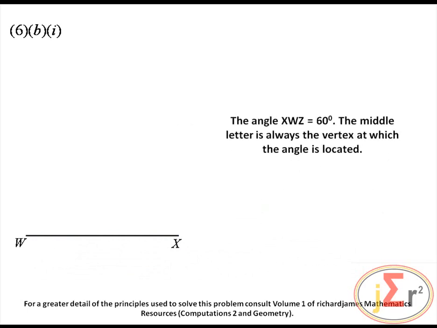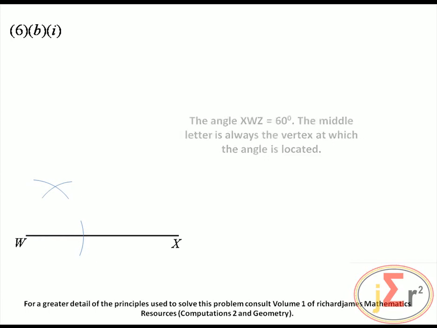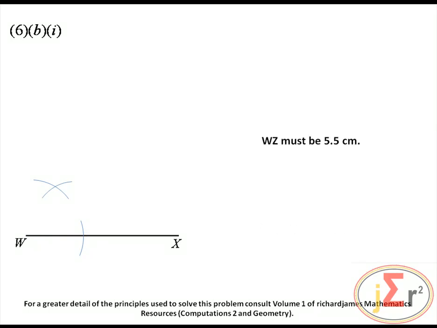The angle XWZ is 60 degrees. The middle letter is always the vertex at which the angle is located. So the vertex is located at W. We have a 60 degrees angle to construct. So put the point of the compass at W and make 2 arcs. Then move the point of the compass to the point of intersection of the arc and the line WX and make another arc. That line that goes up from W to the intersection of those two arcs will make a 60 degrees angle with WX.